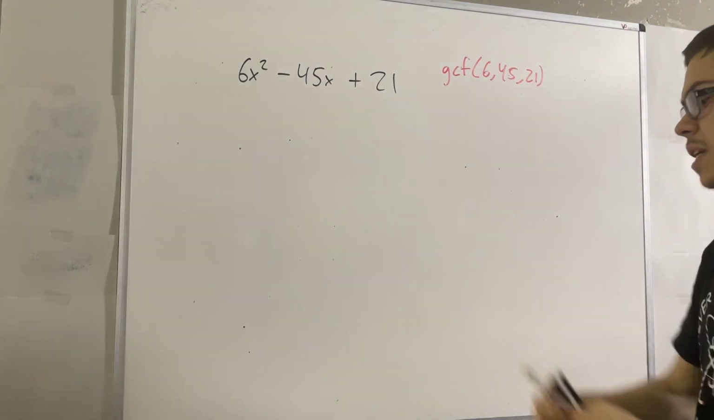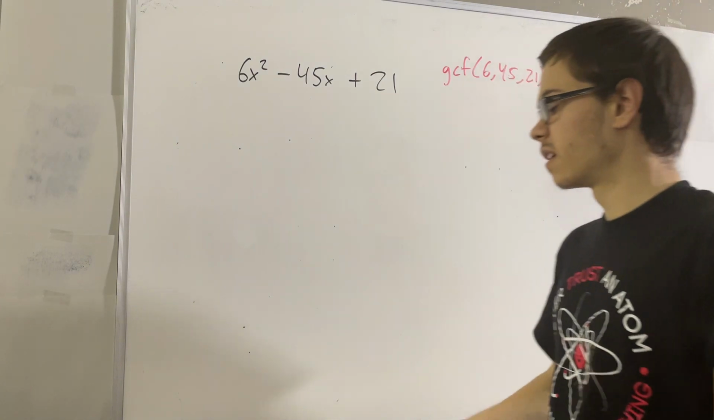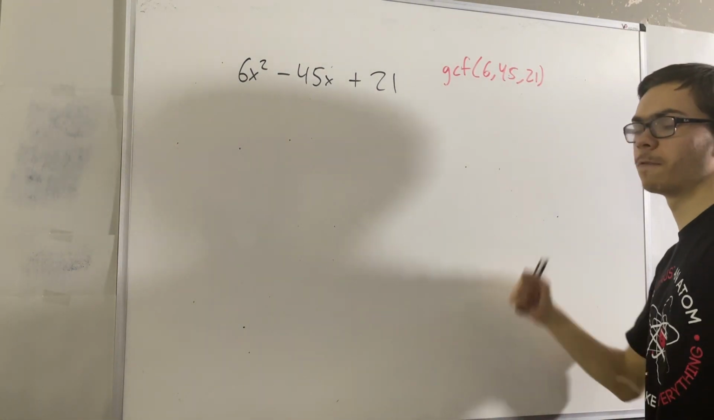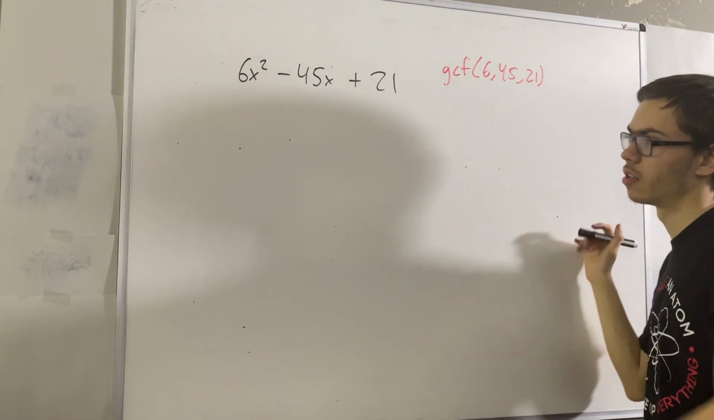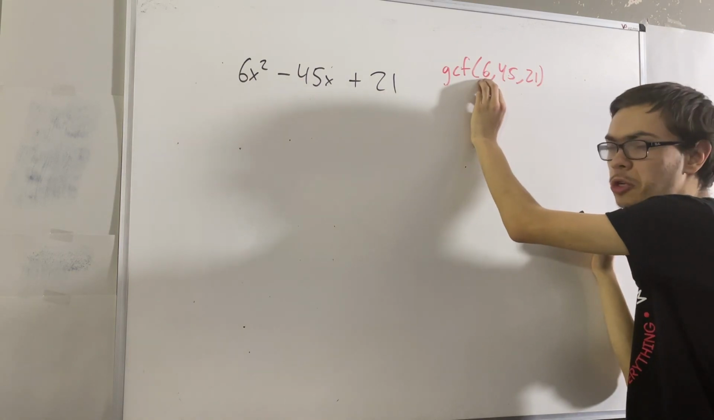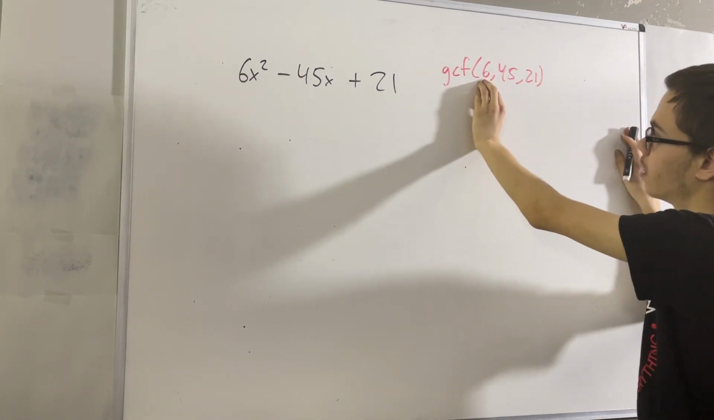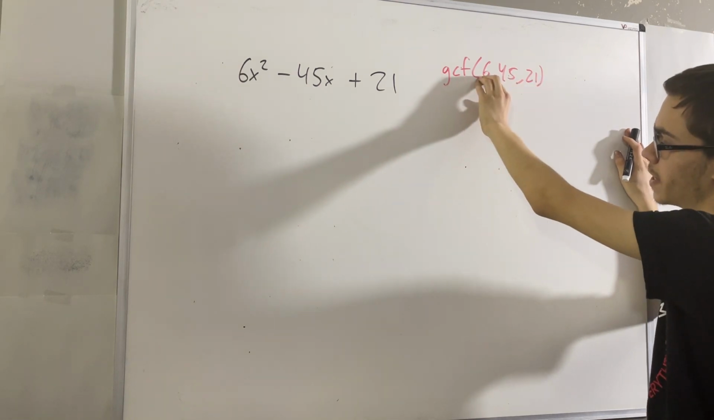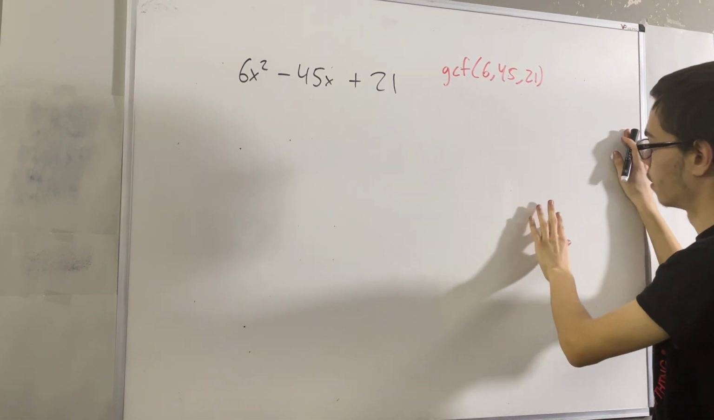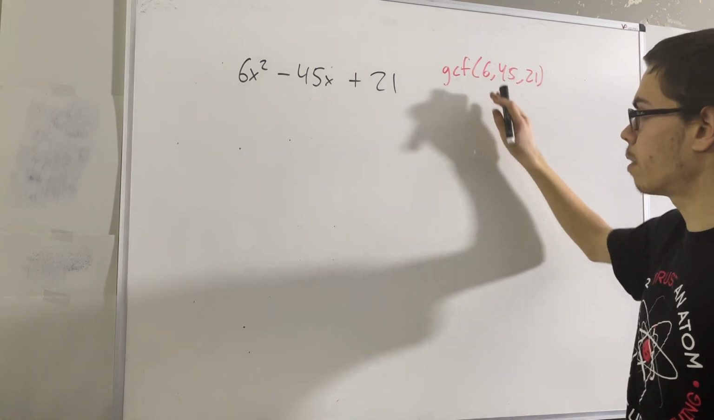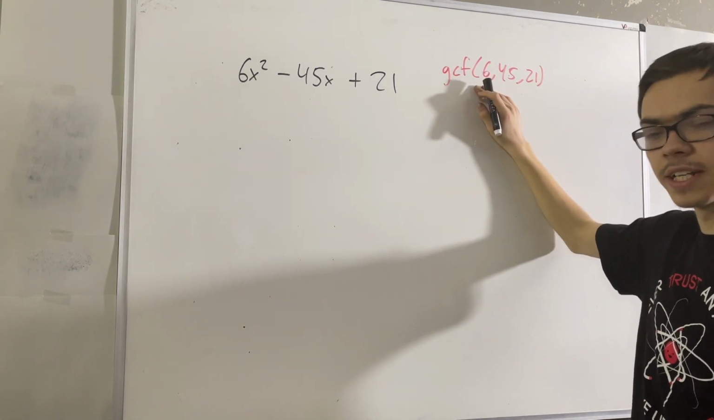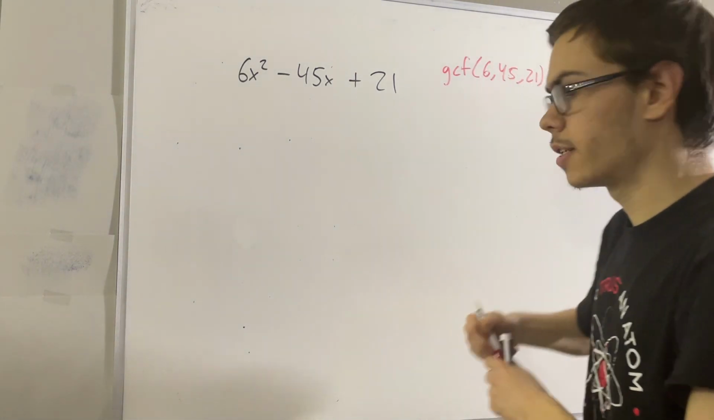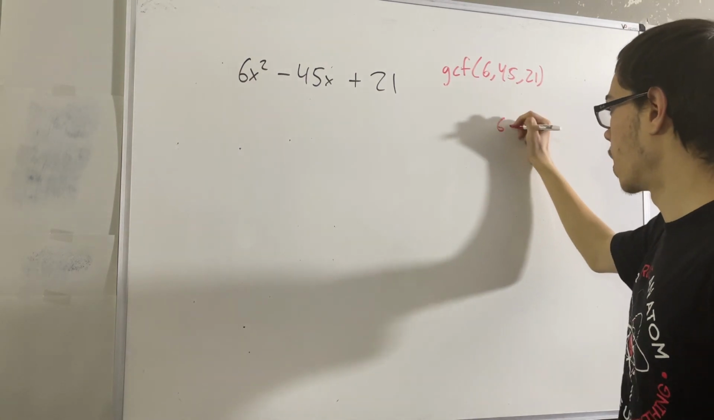Using the trick we've been using, the largest possible value for the greatest common factor is 6. That's the largest possible value. But notice, 45 is not divisible by 6, 21 is not divisible by 6. If the smallest number in the set is not the greatest common factor, then consider the factors of the smaller number.